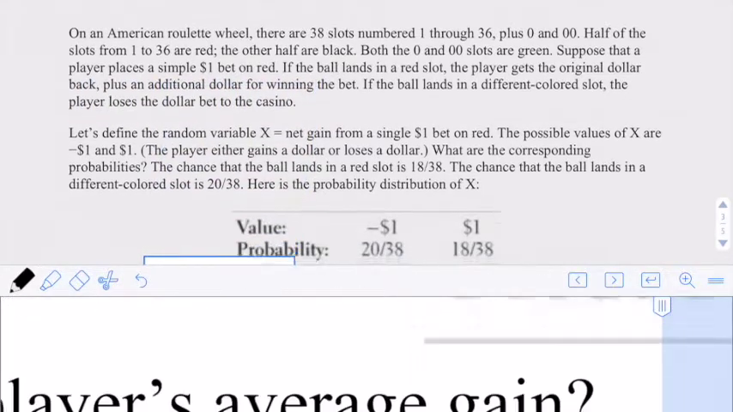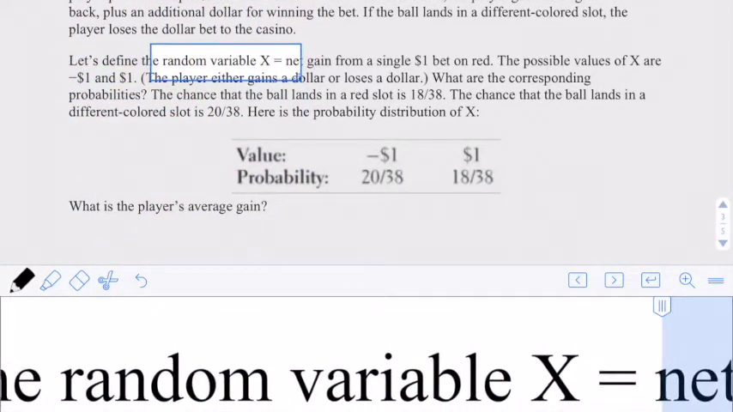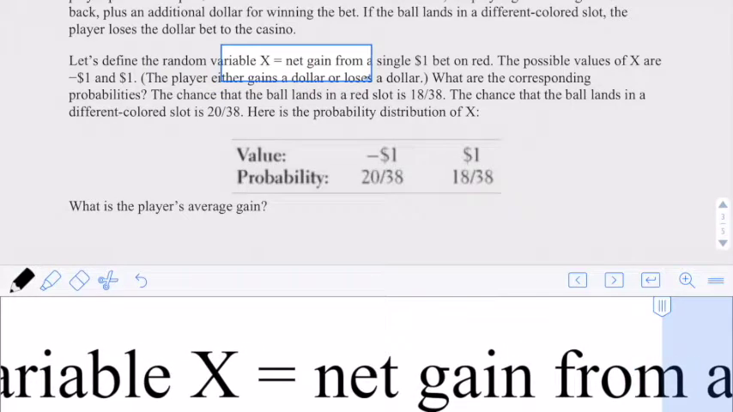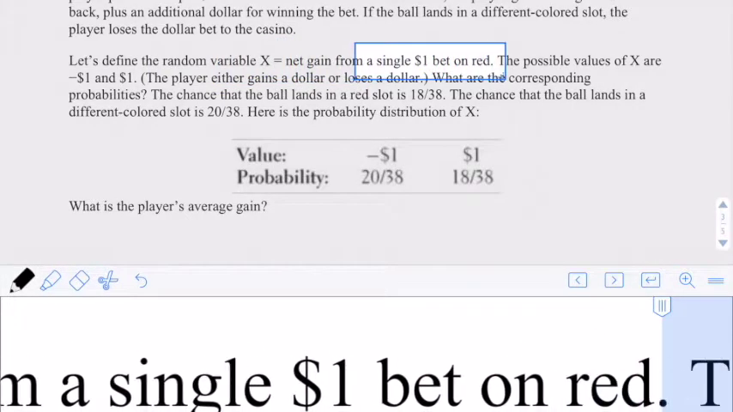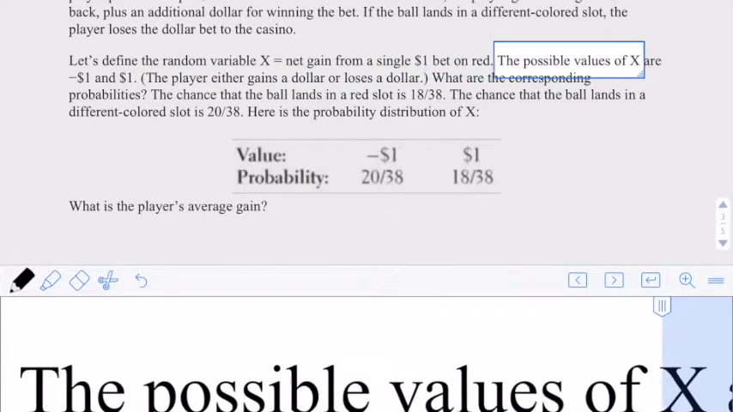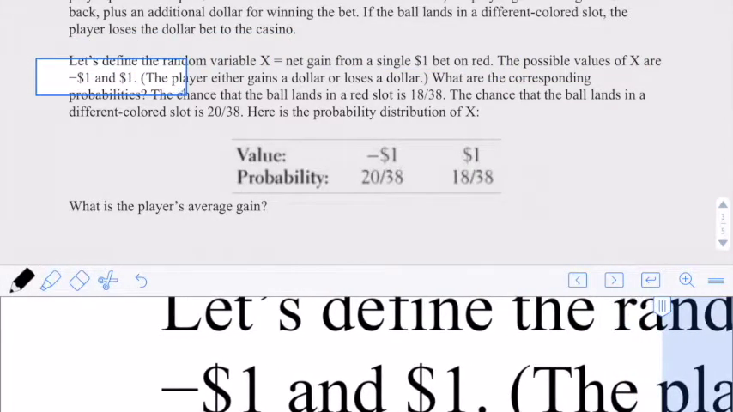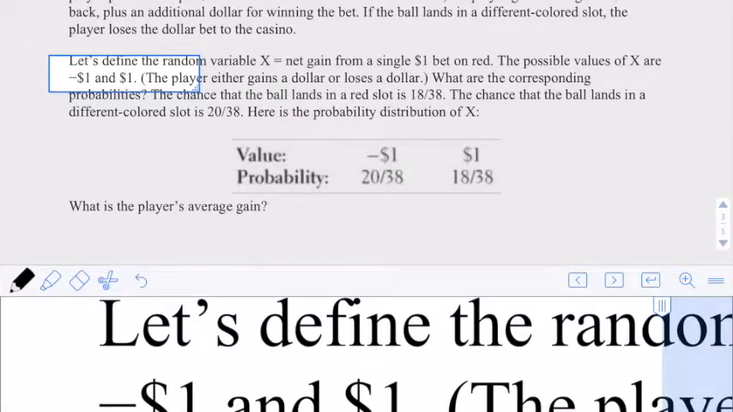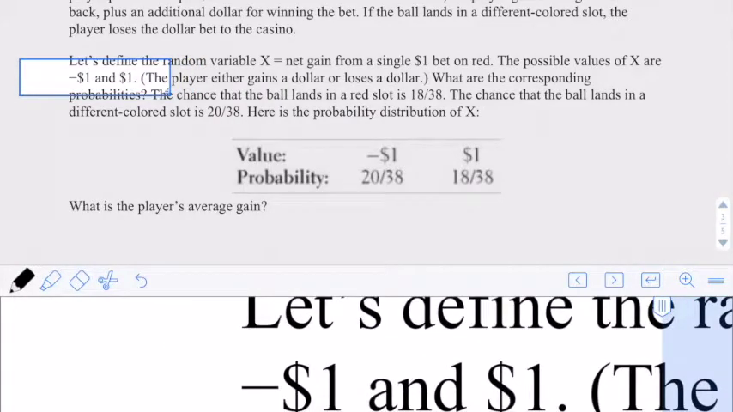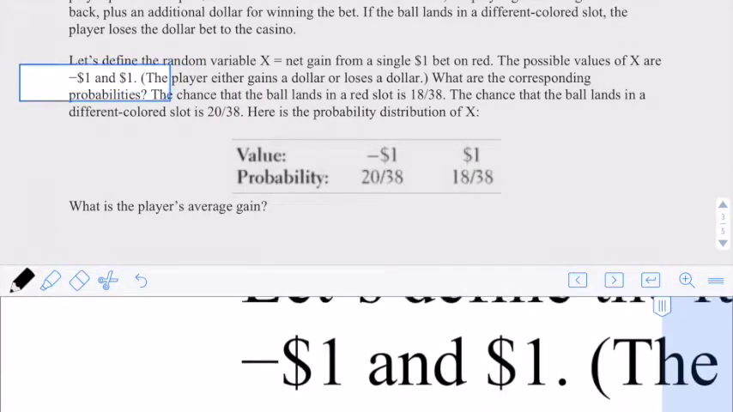Let's define the random variable X as the net gain from a single dollar bet on red. The possible values of X are 1 and negative 1. So they'll gain a dollar if it lands on red. They'll lose that dollar if it lands on black or green.